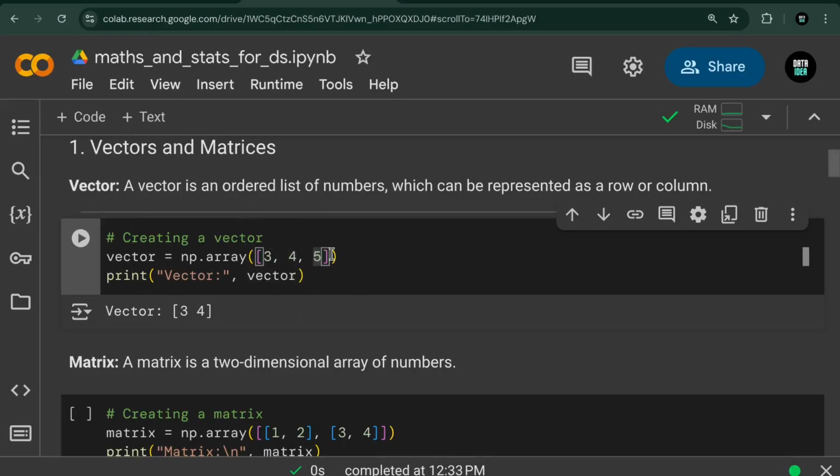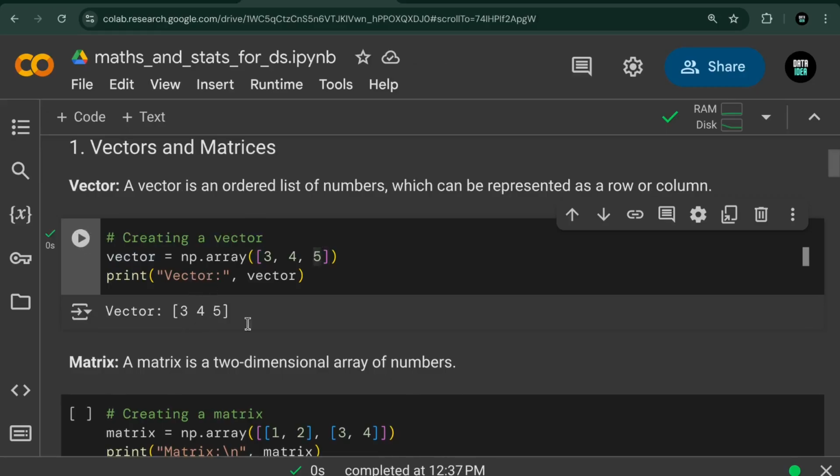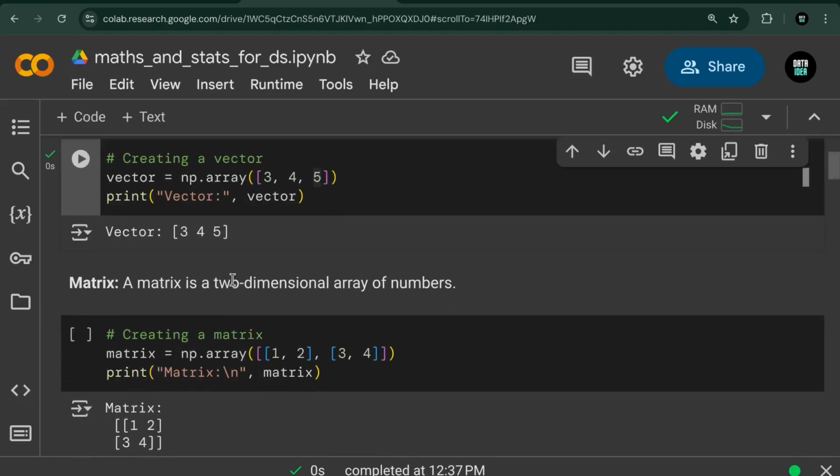This is how data scientists will be managing measurements, but numbers of any kind, even names. So we create one vector like this. As you can see, it's just a list of items.